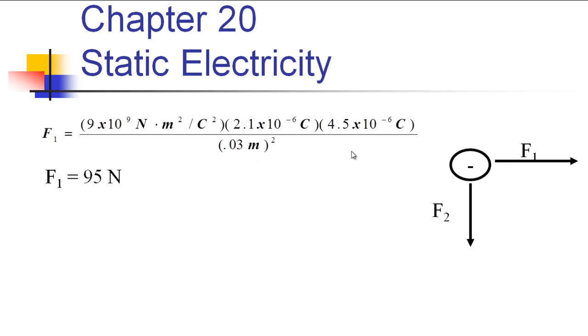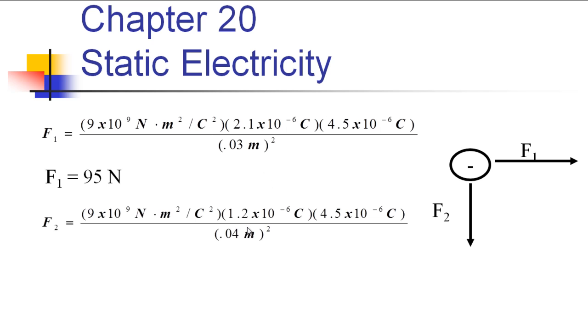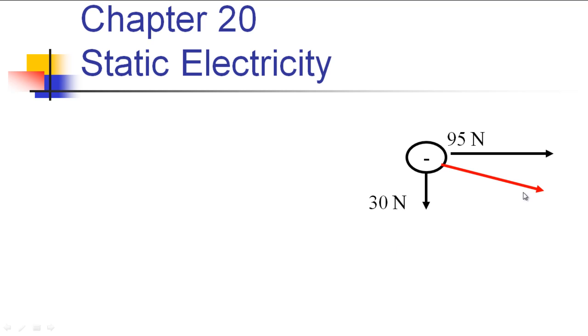You plug all your stuff in for force 1, and you get 95 newtons. You plug all your stuff in for force 2, and you get 30 newtons. So force 1, 95, force 2, 30. We're going to get a resultant that kind of looks something like that, just like I said.